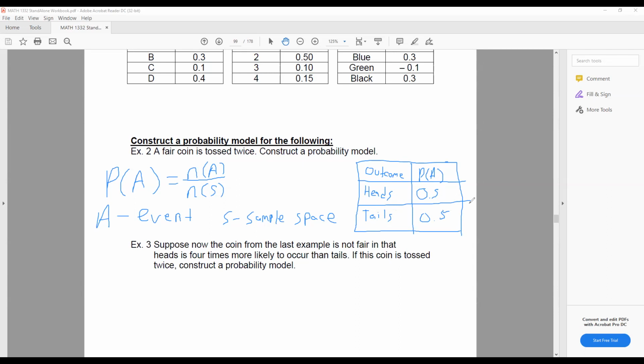So in example 3, they say, suppose now the coin from the last example is not fair in that the heads is 4 times more likely to occur than tails. Okay. So if this coin is tossed twice, construct a probability model. Okay, so heads is 4 times more likely to occur than tails.